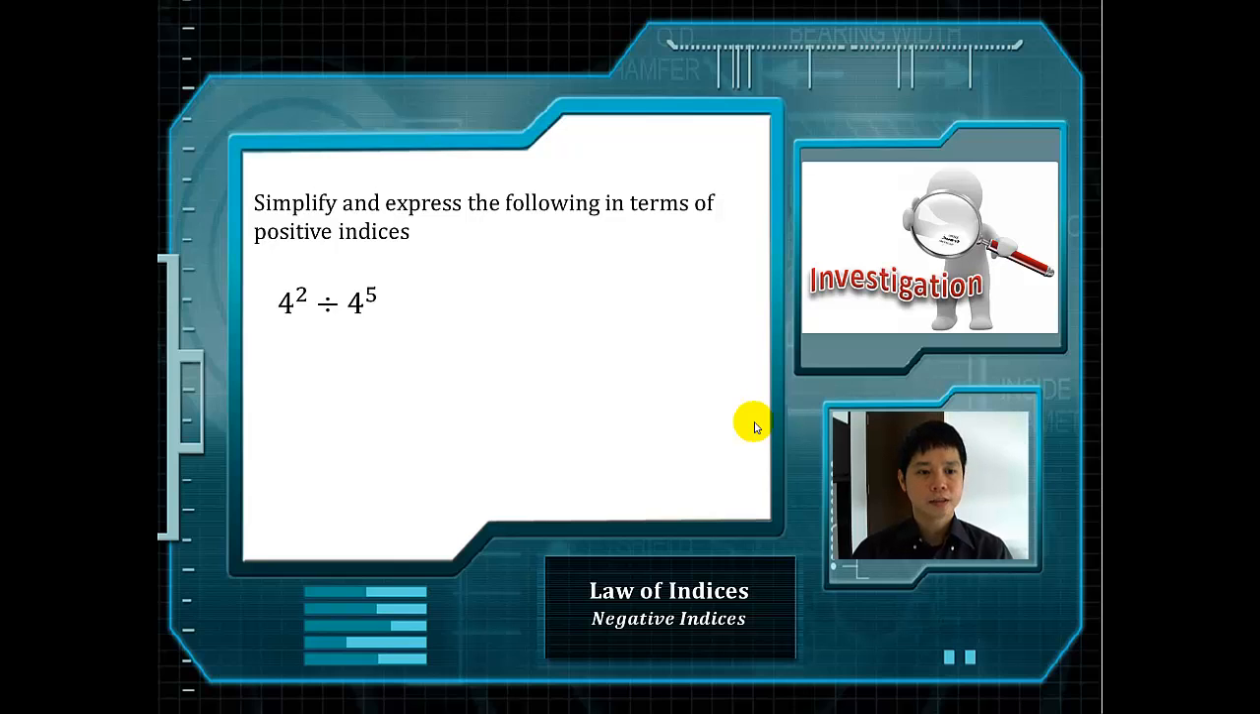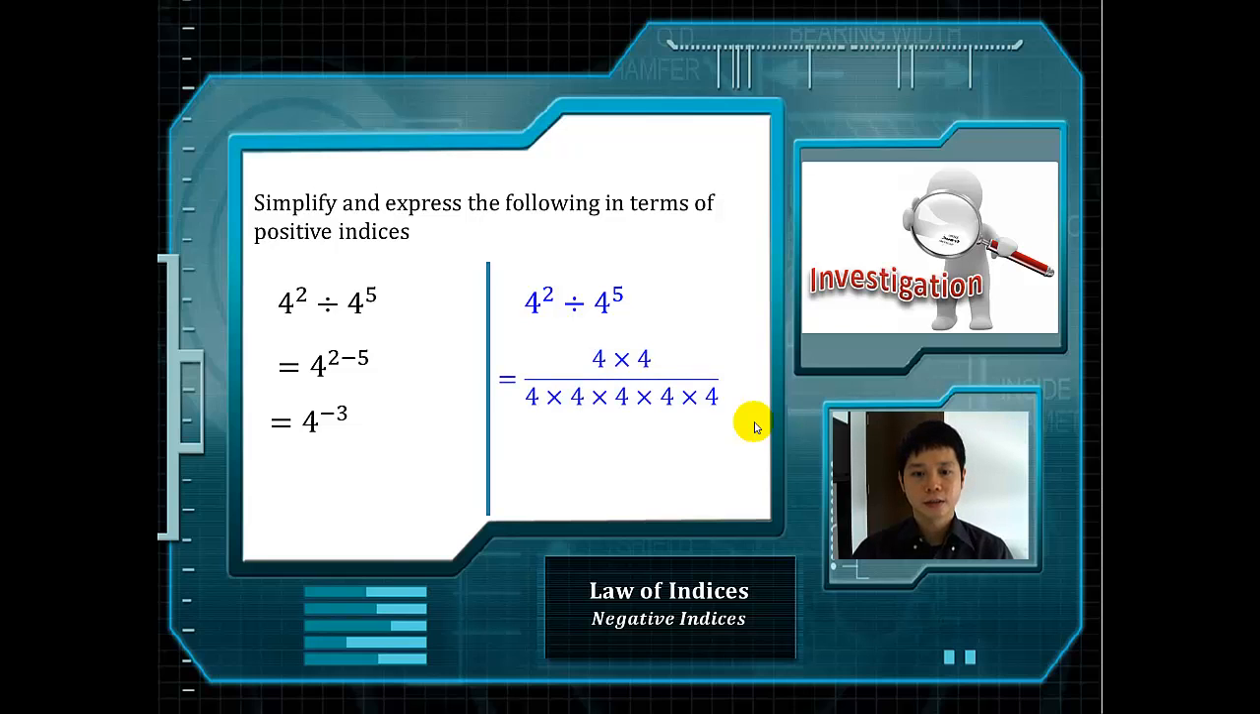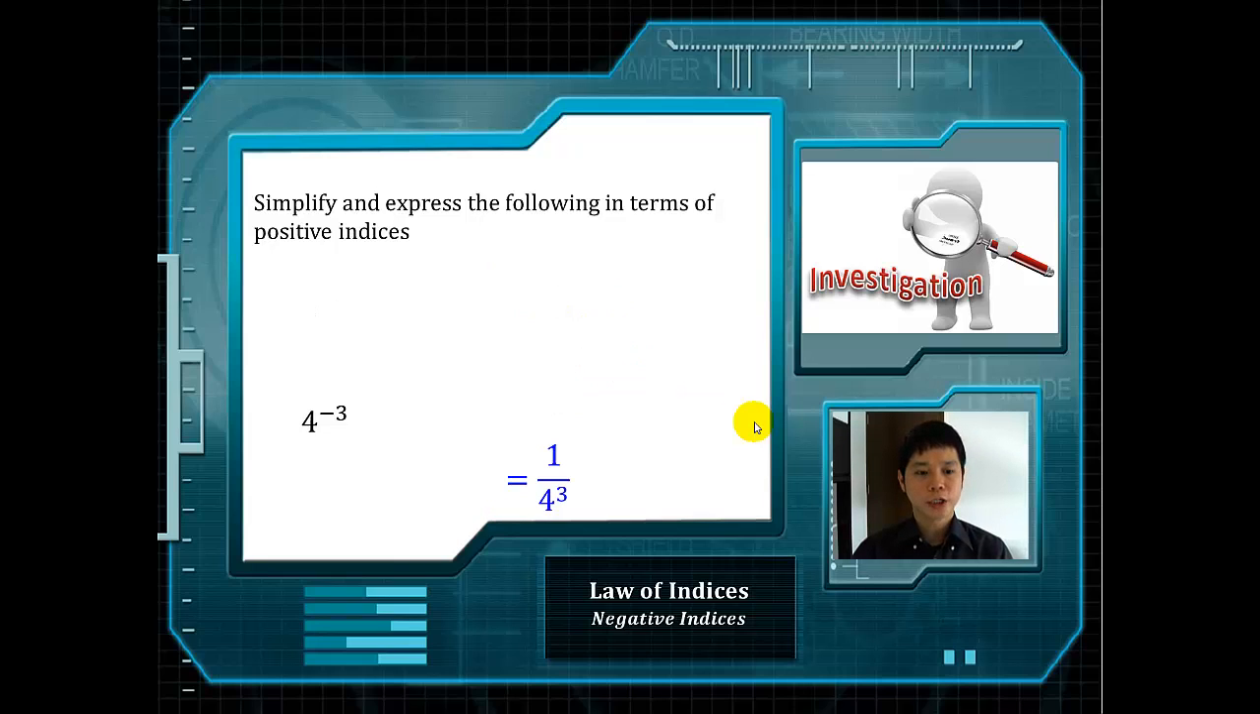How do you simplify this? Similarly, we will subtract the power, and hence we have 4 to the power of negative 3. Now, if we do a direct calculation, it will look like this. And cancelling out the common terms again, what do we get? Yes, we have 1 over 4 to the power of 3, or 1 over 4 cubed. Since we started out with the same expression, therefore 4 to the power of negative 3 is equal to 1 over 4 cubed.